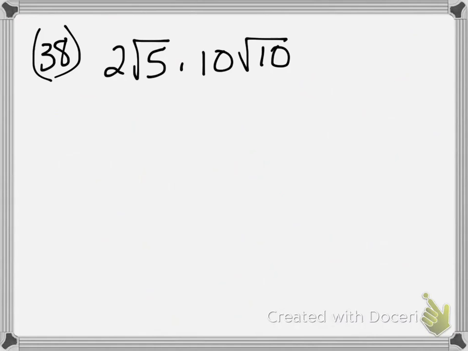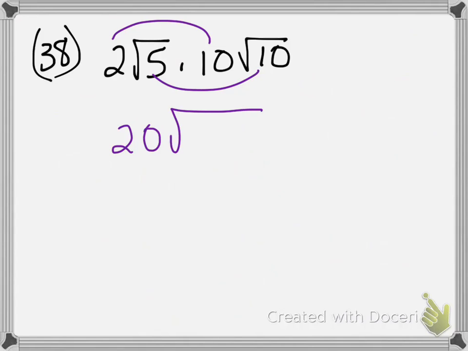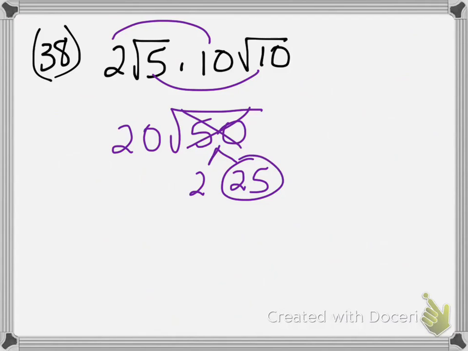Number 38, I'm going to multiply the outside numbers to get 20, and I'm going to multiply the inside numbers to get 50. And then I'm going to also see if the 50 will break down. And it does. It breaks down into 2 times 25. 25 is a perfect square. That's why I chose that number to break down.